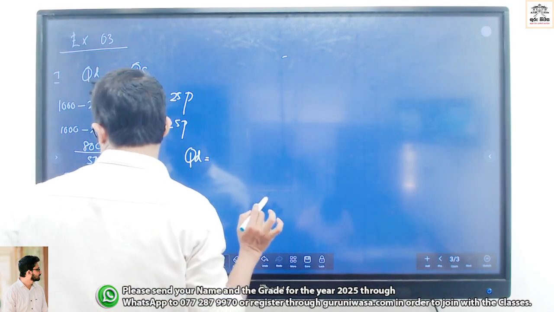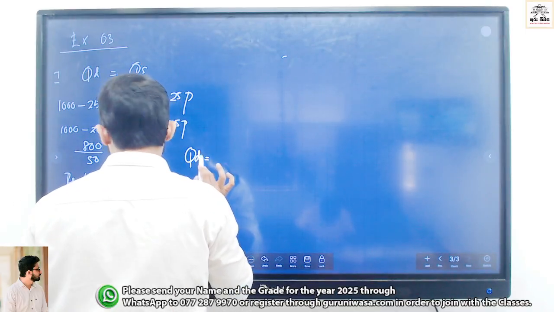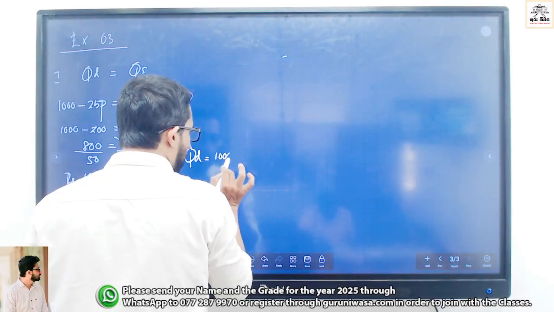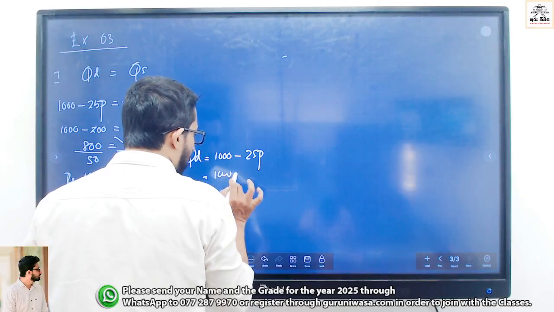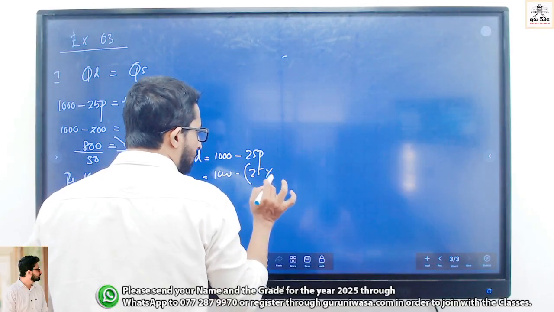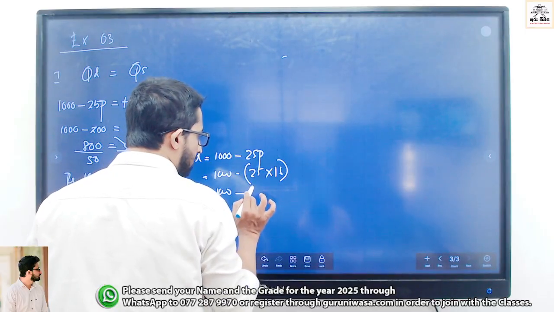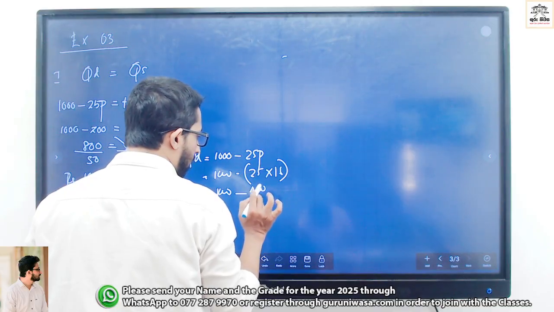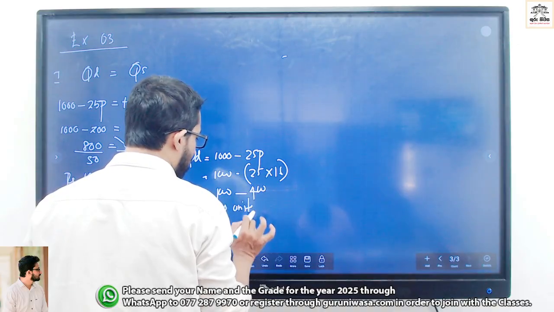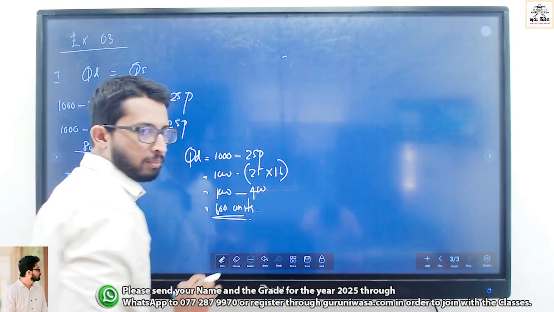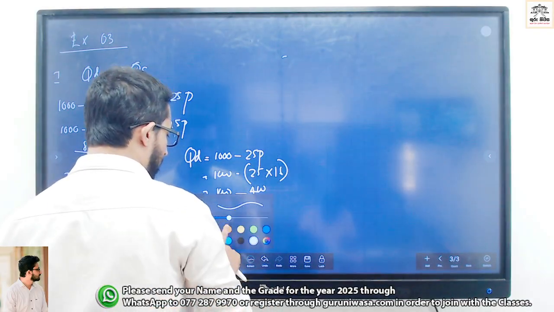Then substitute the calculated equilibrium price into your demand equation or supply equation, whatever. QD equals 1000 minus 25 into equilibrium price 16, 1000 minus 400, then equilibrium quantity is 600 units. Okay, Lamai. Then draw a small sketch. Before that, calculate maximum demand price and minimum supply price.